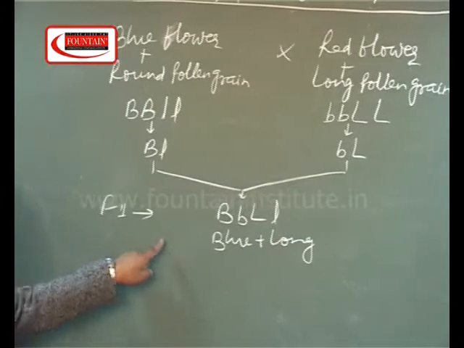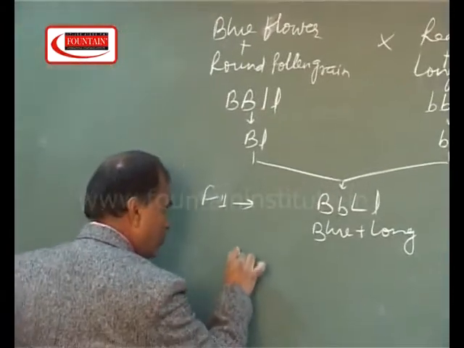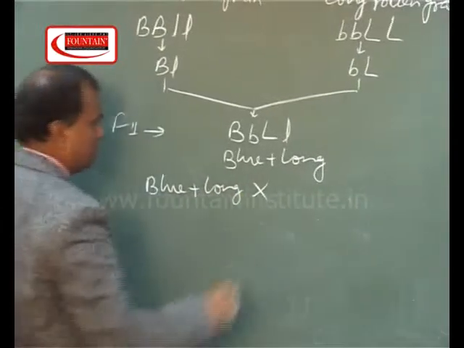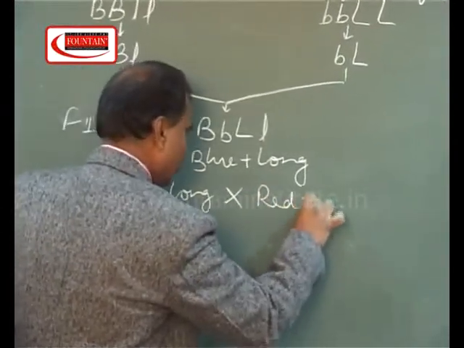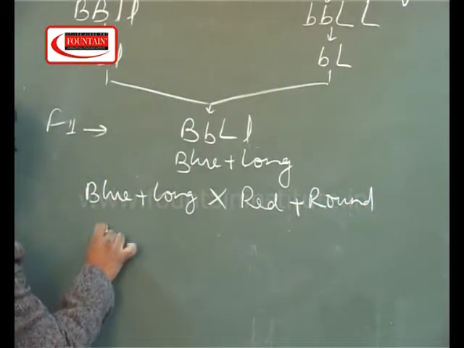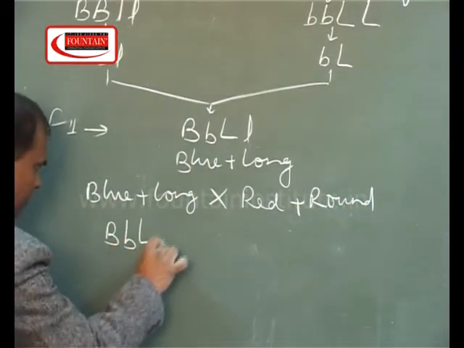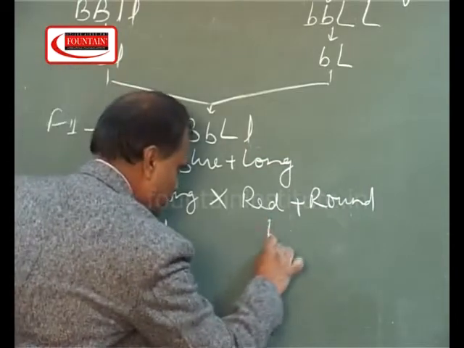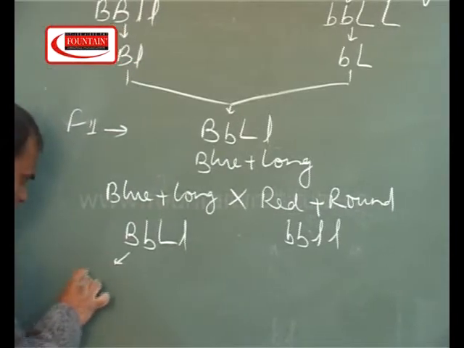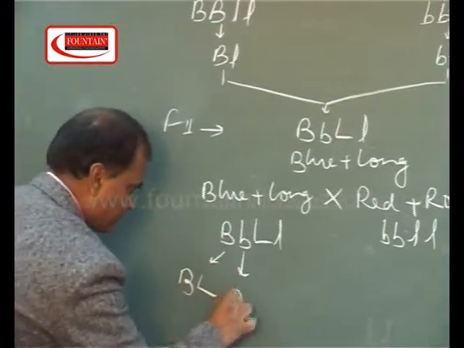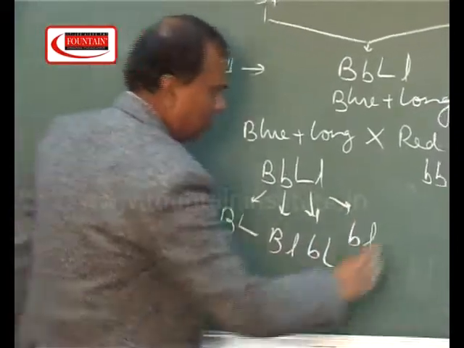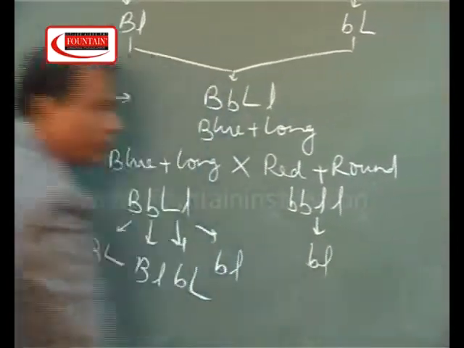When it is subjected to test cross, it means blue flower with long pollen grain is crossed with red flower with round pollen grains. The genotypic combination is capital B, small b, capital L, small l, and small b, small b, small l, small l. Here the same 4 types of gametes will be formed like in the previous case. Here only one type of gamete will be formed.